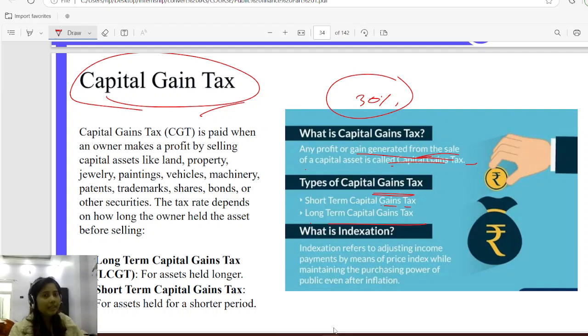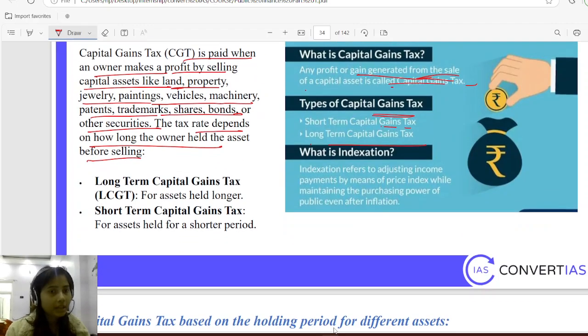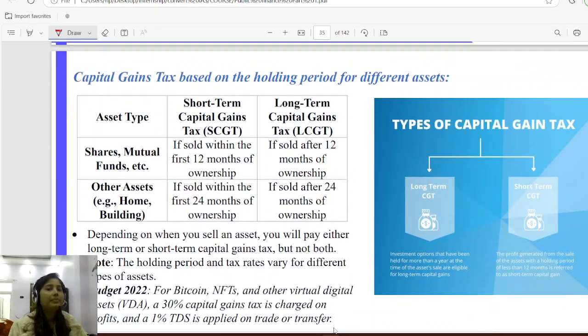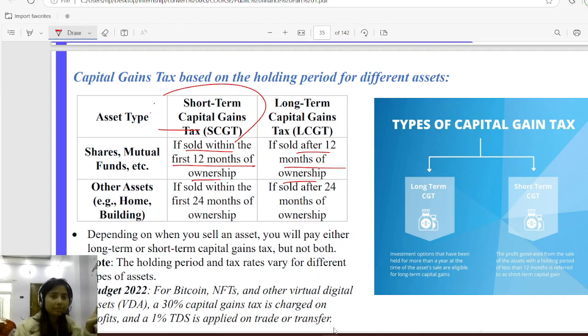Okay. Capital gain tax is paid when an owner makes a profit by selling a capital asset like land, property, jewelry, painting, vehicles, machinery, patent, trademarks, share bonds, or other securities. The tax rate depends on how long the owner held the asset before selling. Okay, so short term and long term. Short term capital gain tax applies to assets sold within the first 12 months of ownership. Long term capital gain tax applies to assets sold after 12 months of ownership. So the basic difference: short term is before 12 months and long term is after 12 months. Simple. Okay.